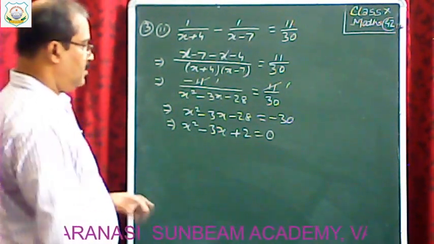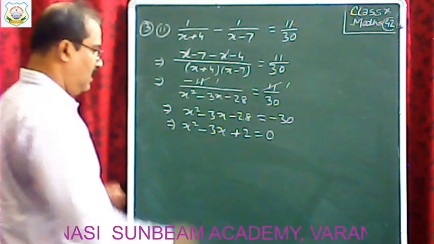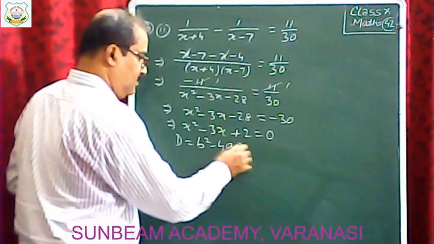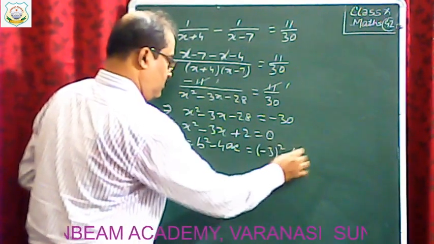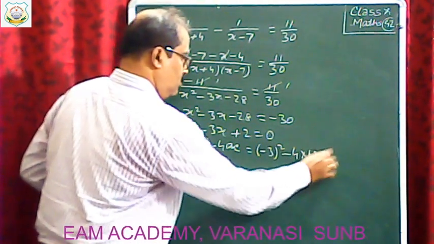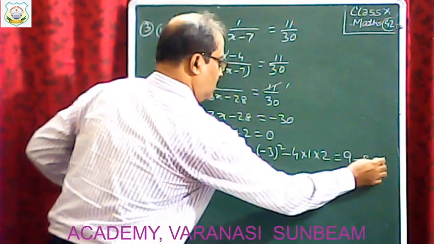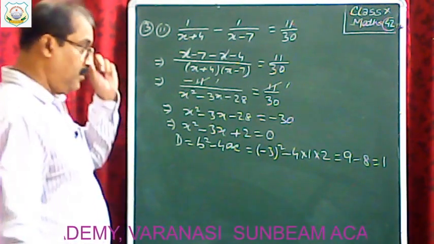Thereafter you have to use quadratic formula. Before that you have to find the discriminant. So D equal to b square minus 4ac. b means minus 3 square, minus 4 into a is 1, into c is 2. So 9 minus 8, that is equal to 1. So D is 1, means more than 0, means real roots. Then you have to proceed.